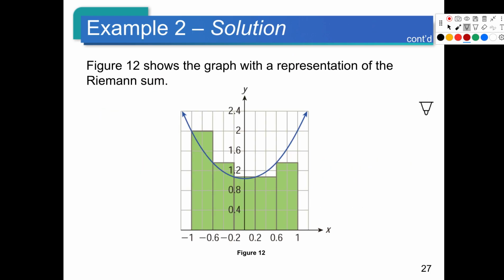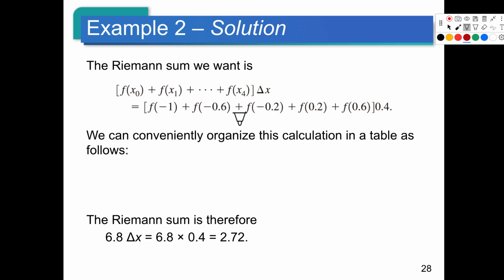So here we've got the picture of what we're doing. So here's the graph. 2, 3, 4, 5. There's 5 subdivisions. Some are overestimating a little bit, some are underestimating. So if you put the overs with the unders, it's probably a pretty good estimate. And then they did exactly what we said. The function value at -1, -0.6, they did all of these.